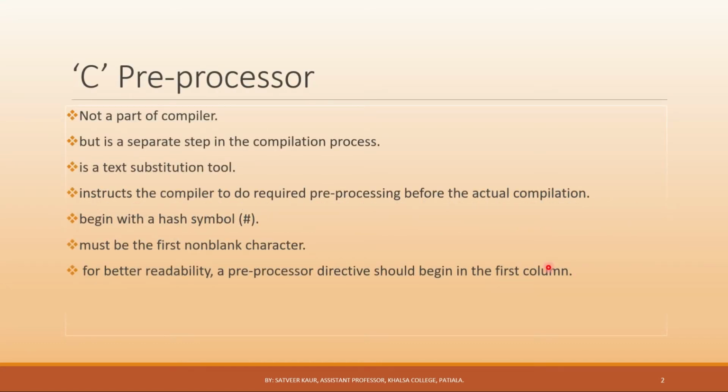So first, what is a C preprocessor? It is not a part of the compiler, but it is a separate step in the compilation process. Basically, it is a text substitution tool and it instructs the compiler to do required preprocessing before the actual compilation starts. It begins with a hash symbol and it must be the first non-blank character. And for better readability, a preprocessor directive should begin in the first column.